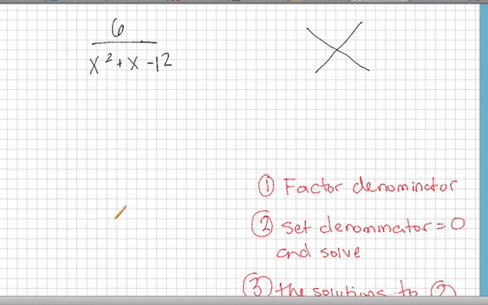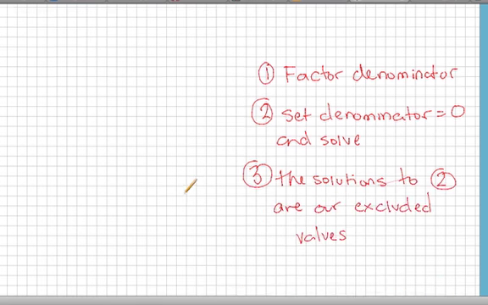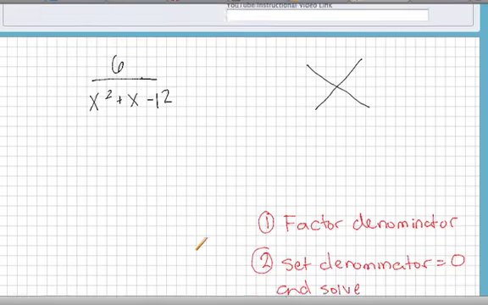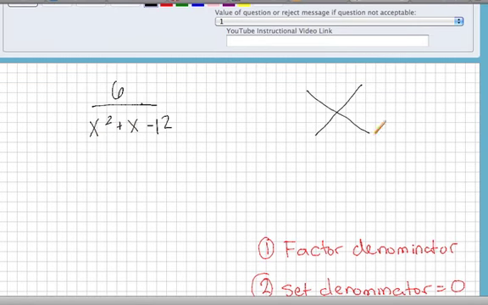If we are looking for excluded values to this expression right here, it's going to be a three-step process. Let's start with step one. We need to factor the denominator. So to factor the denominator, I'm just going to go ahead and use the star method.